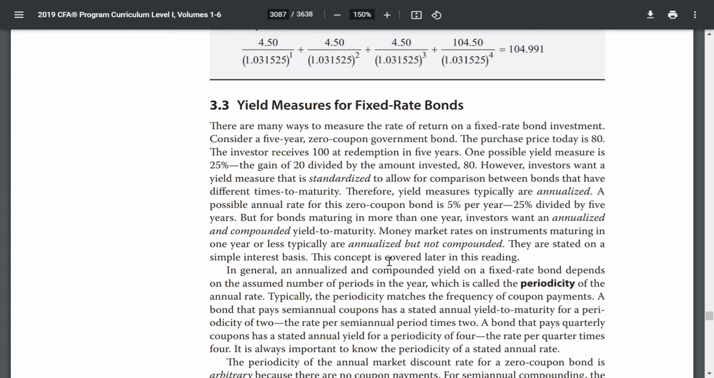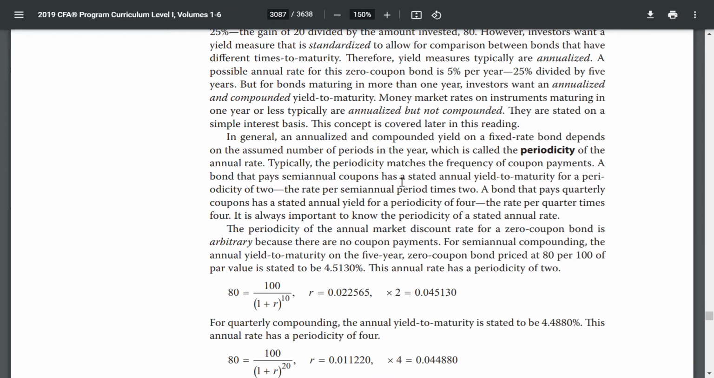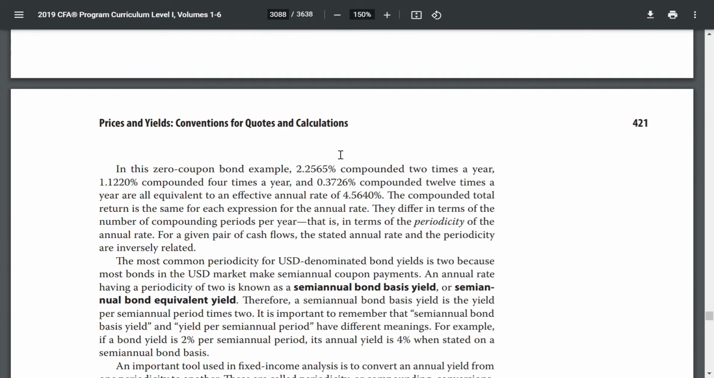In general, an annualized and compounded yield on a fixed rate bond depends on the assumed number of periods in a year, which is called the periodicity of the annual rate. Typically, the periodicity matches the frequency of coupon payments. A bond that pays semi-annual coupons has a stated annual yield to maturity with a periodicity of 2: the rate per semi-annual period times 2. A bond that pays quarterly coupons has a stated annual yield with a periodicity of 4. So that's really simple, just straightforward calculations.